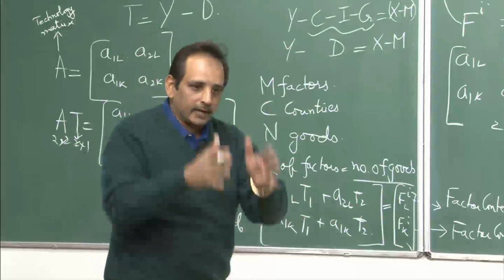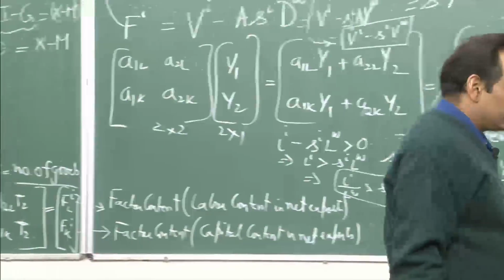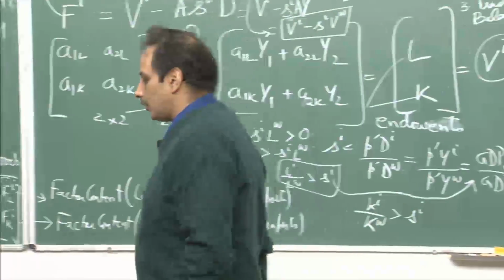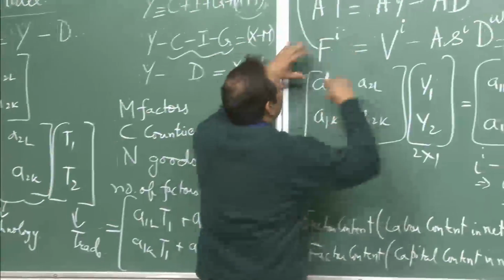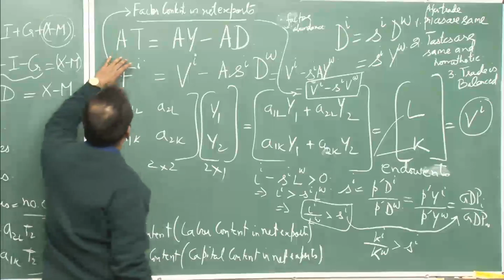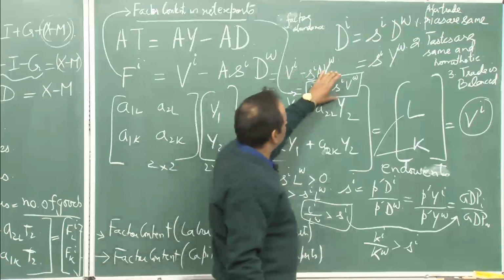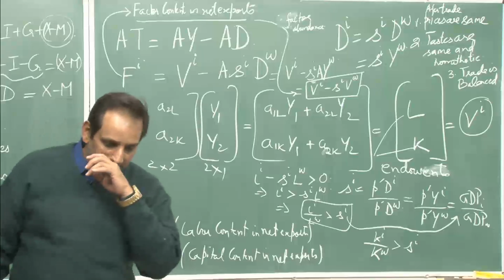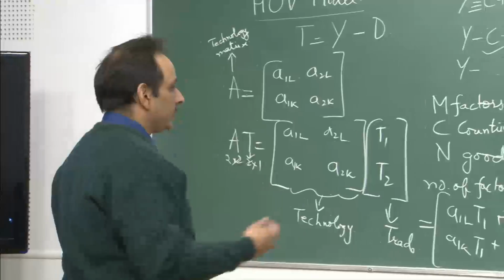Now, if you do this exercise, the contributors are Trefler, who worked on the HOV model. He worked out the factor content of the net exports and tried to relate it to the factor abundance using the sign test and the rank test. I will come to the sign test and rank test.